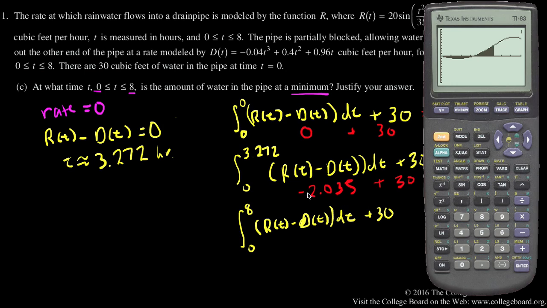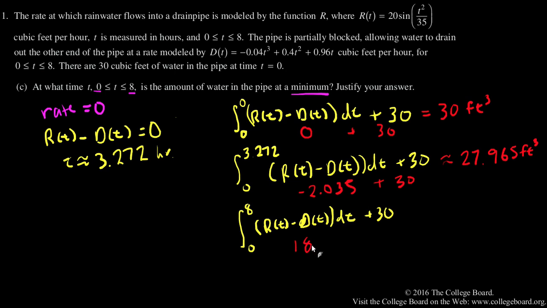That will tell me how much is in it. You have the integral of the rate plus the starting value, which will tell me the ending value. That was 18.544, which means that this is going to be approximately 48.544 cubic feet. And now I can go back and say, okay, that's the smallest. We can see it's smallest all over this interval.